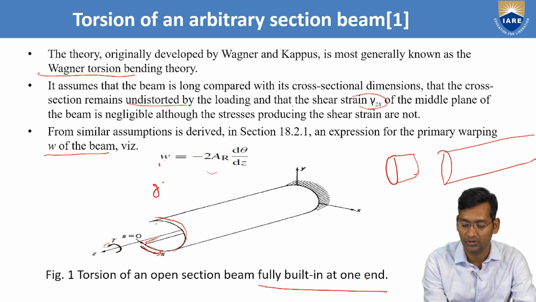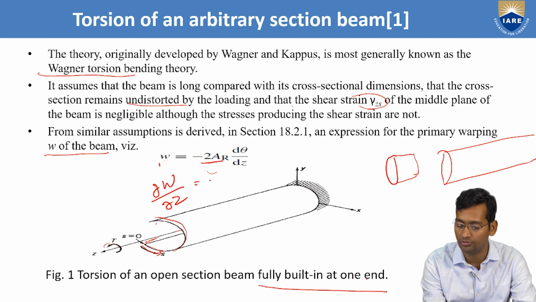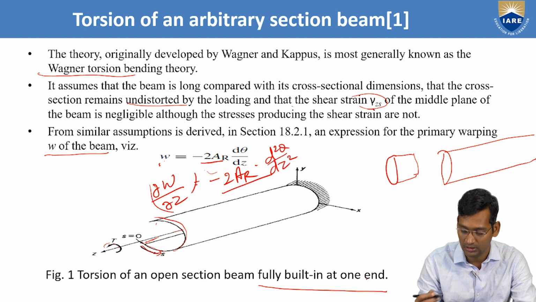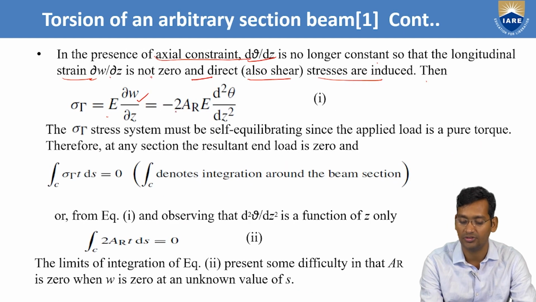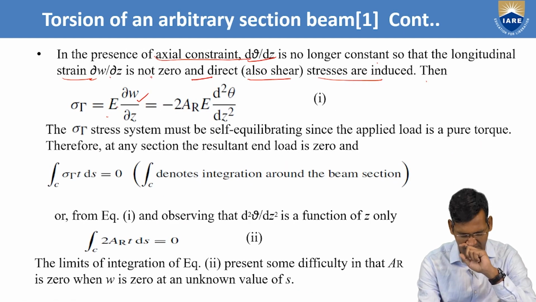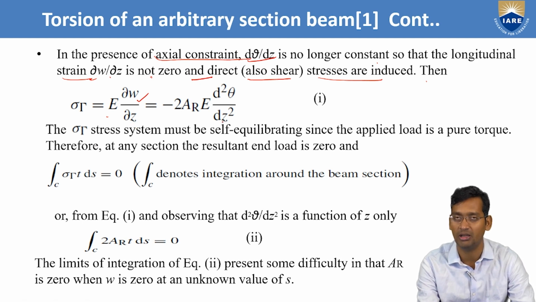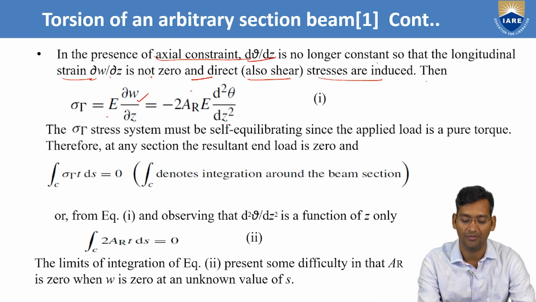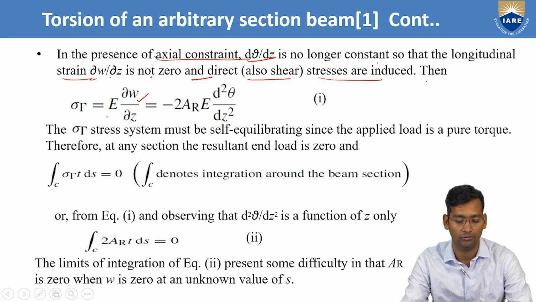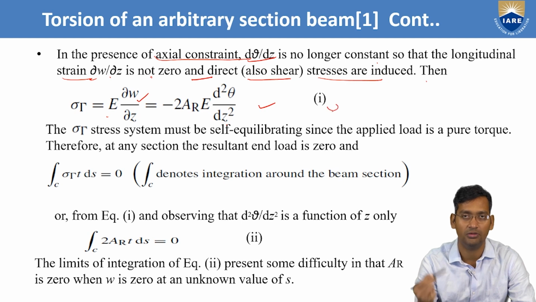So del w by del z equals, because minus 2ar is constant, minus 2ar, and d theta becomes d2 theta by dz square. So substitute dw by dz here. After substituting, we have minus 2ar, the value E, and for del w by del z, d2 theta by dz square. So after differentiating the w value, you get this. This is sigma tau, that is our first equation.